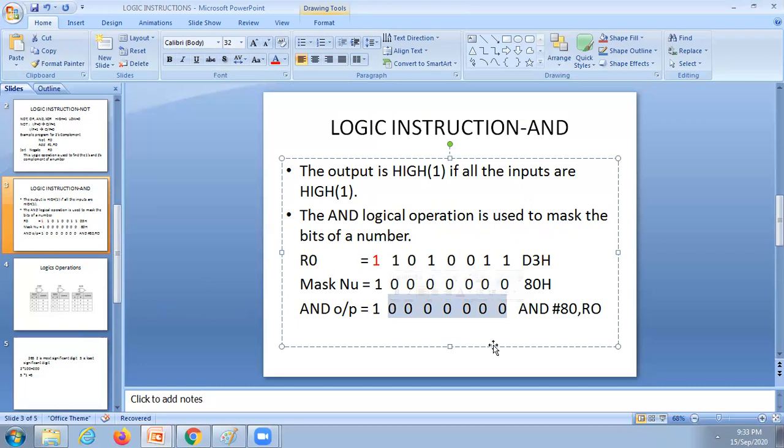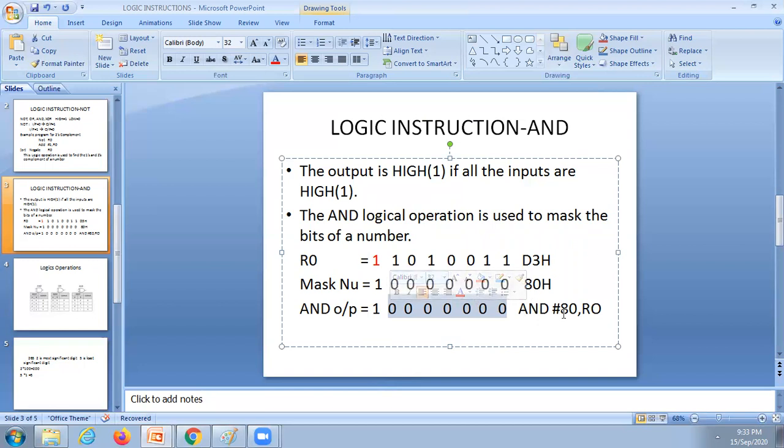If any one of the inputs is 0 in the case of AND, the output will be 0. Why? Because only if all the inputs are high is the output high. So if one is 0, obviously you need not bother about the other things. So if you AND this with 2, what is the operation for that?